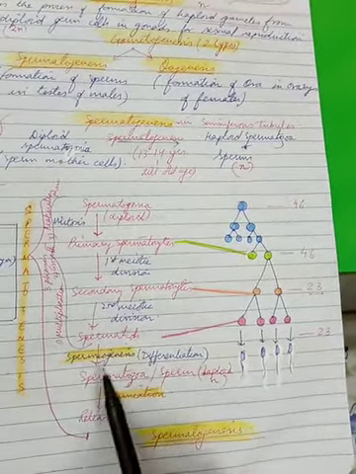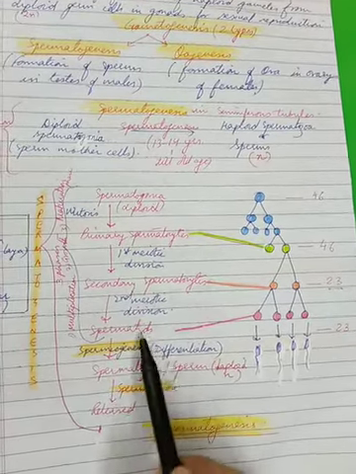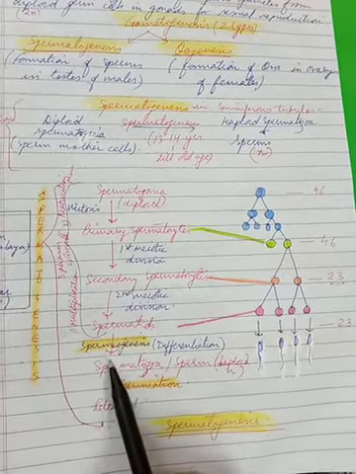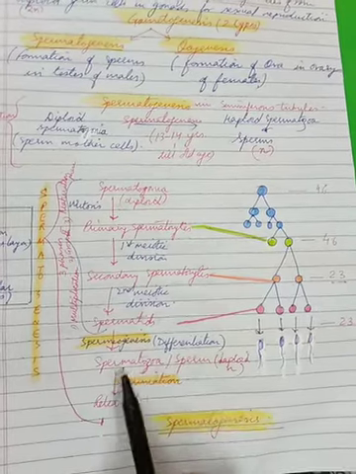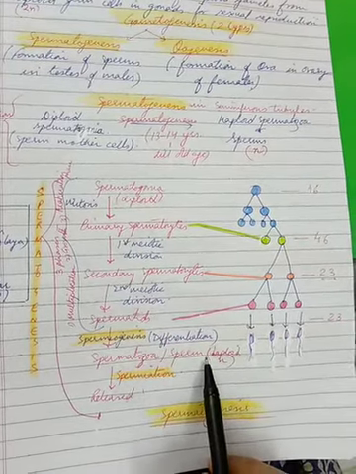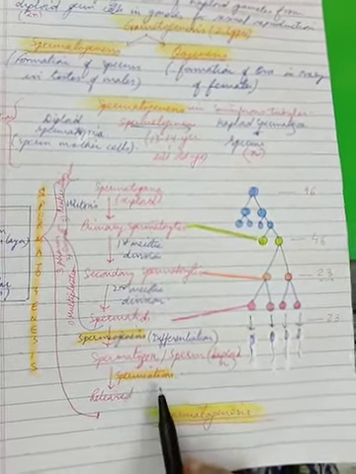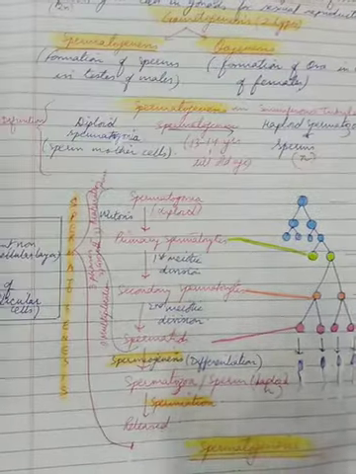So the next stage would be differentiation, that is spermatids differentiate by a process called spermiogenesis into spermatozoa or sperms, and then finally they are released by the process of spermiation. So now let us start in detail.